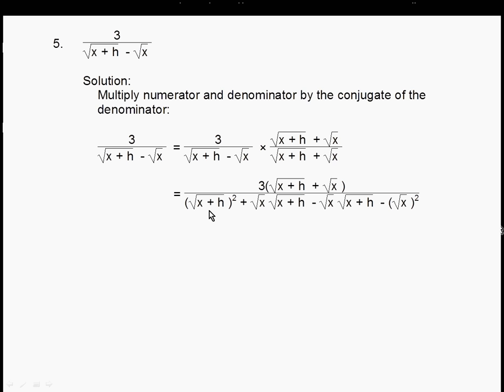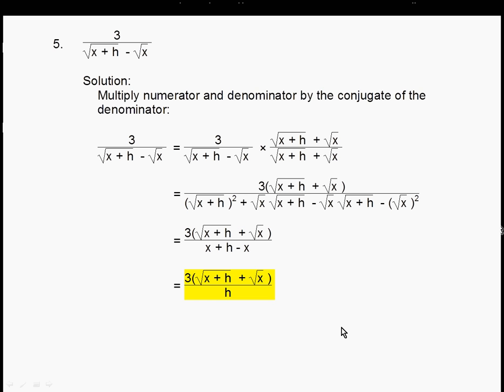This becomes x plus h. This becomes minus x. The outer and inner added up to be 0. X minus x will go away. So that's our final answer. Now again, if you want to distribute the 3, it's up to you. I'm just not inclined to do it.